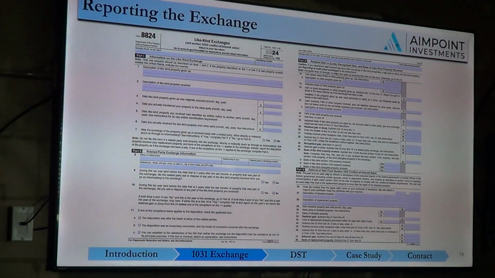I never knew you could do that. Yeah. Yep. I always put myself in more debt because I didn't know that this was an option. Yeah, you can do a partial exchange.